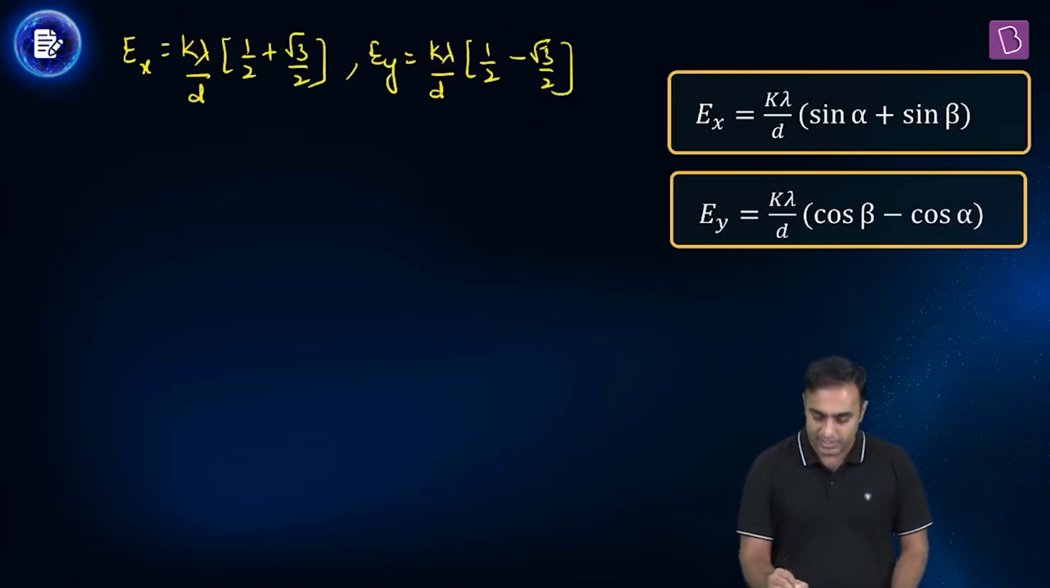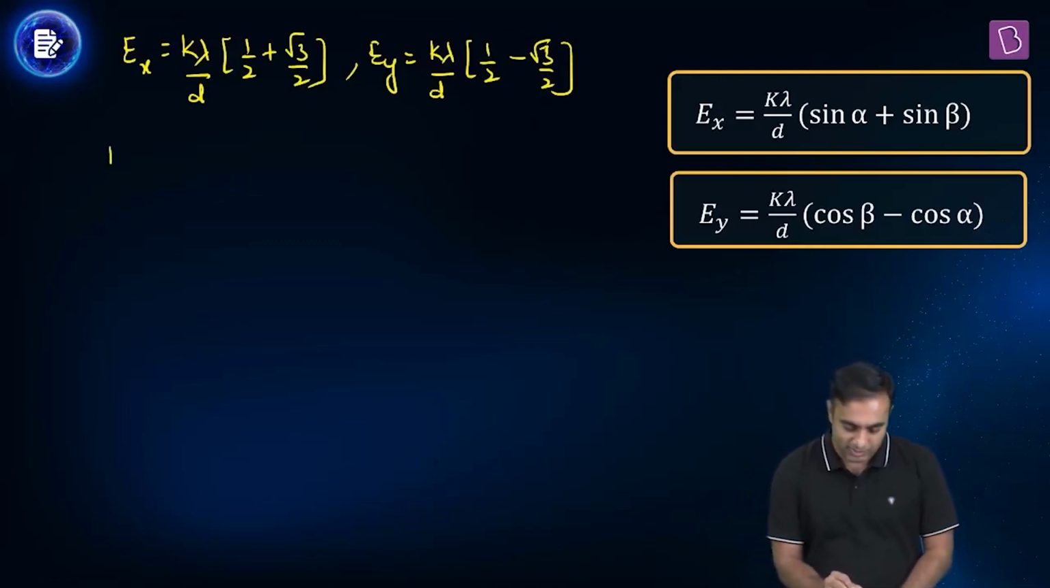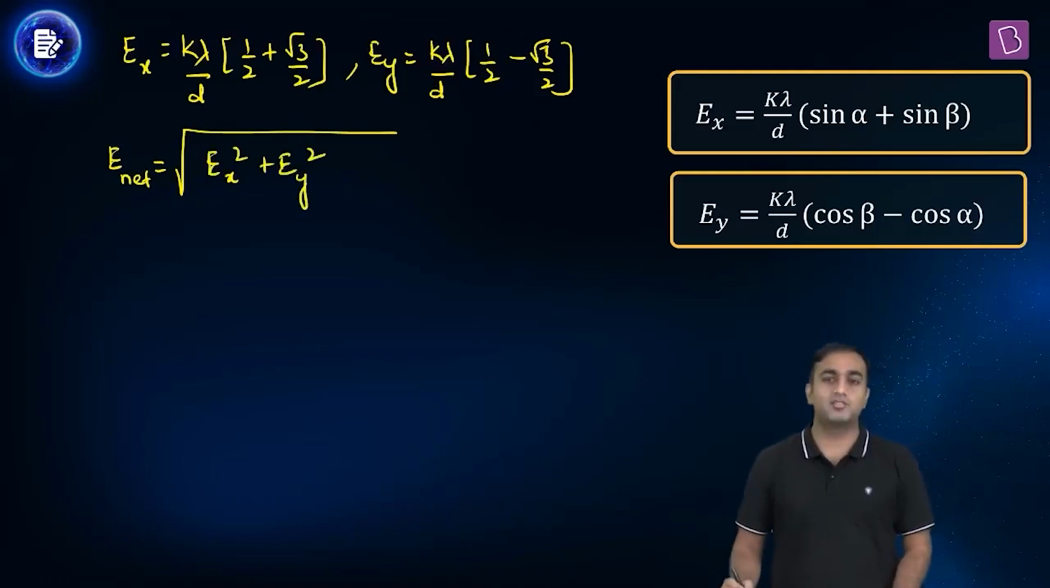Now that you have got Ex and Ey components, how do you find the E net? You have to add them vectorially, right? So the final magnitude of E net turns out to be square root of Ex square plus Ey square. Let's substitute and simplify.